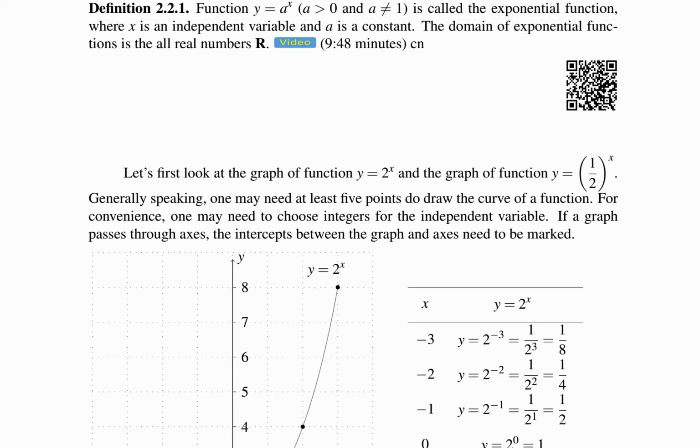In this video clip, we will talk about exponential functions. y equals a to the x.